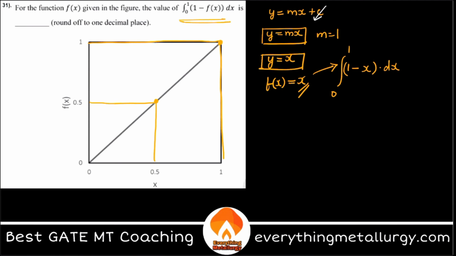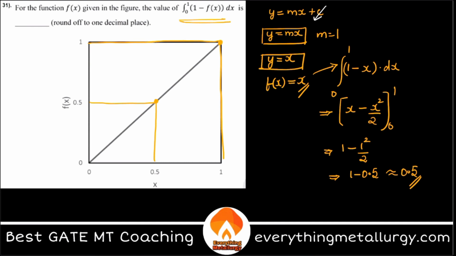So what you get here? It's a simple integration, right? Integration of 1 is x, integration of x is x squared by 2. Just put the limits of 0 and 1. So this is 1 minus 1 square by 2, and 0 is 0 itself. So this is 1 minus 0.5. The answer itself is 0.5. So this is a numerical type question, and the answer will be 0.5. The only thing is to see what is your f of x and just integrate directly.